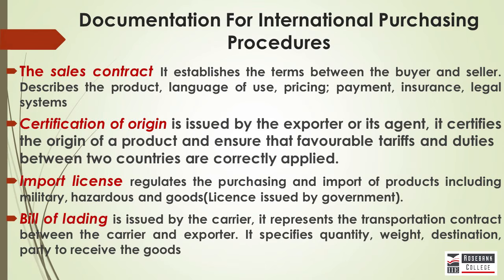There is also another topic which deals with documentation for international purchasing procedures. What documents do we use when we engage in international purchasing? The first one is the contract itself, the agreement. The sales contract establishes the terms between the buyer and the seller. It describes the product, language of use, pricing, payment, insurance, and legal systems.